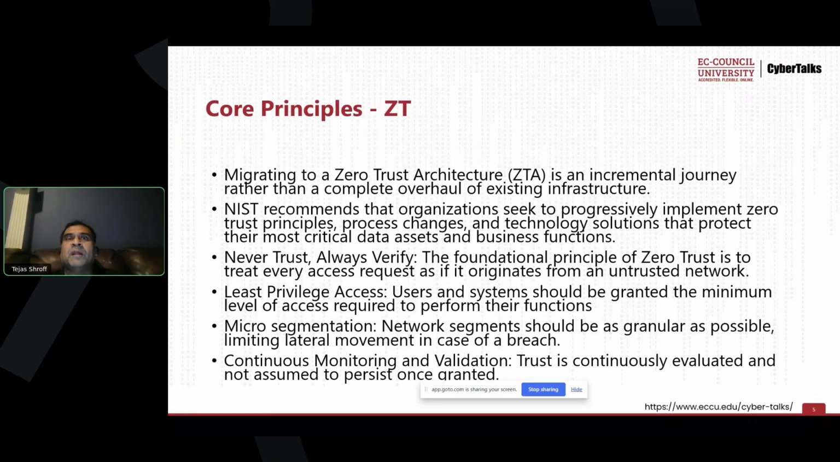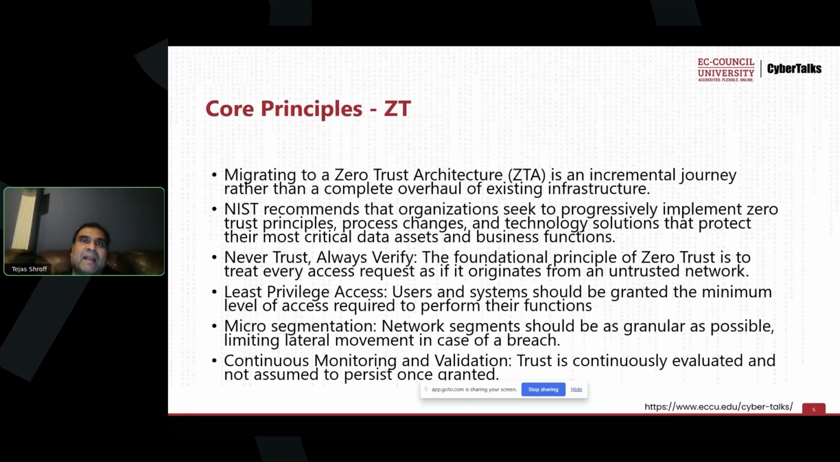Migrating to ZTA is an incremental journey rather than a complete overhaul of existing infrastructure. You have to think about putting the zero trust principles in place, not just changing the infrastructure, and there's no switch which says, okay, I'm now zero trust. Right? NIST recommends that organizations do this in a progressive manner. Implement process changes and also technological solutions so that you are not getting rid of everything. You're slowly and progressively implementing zero trust principles.